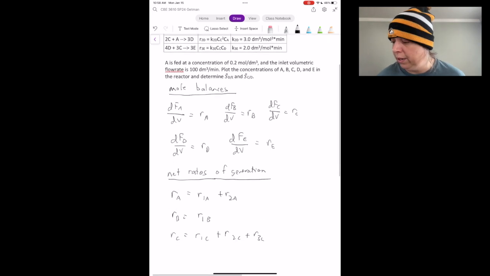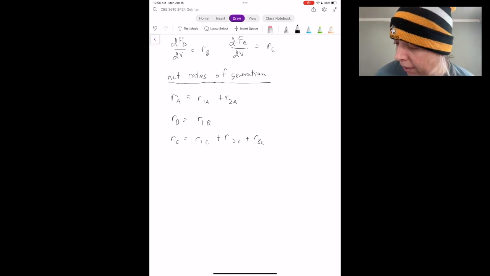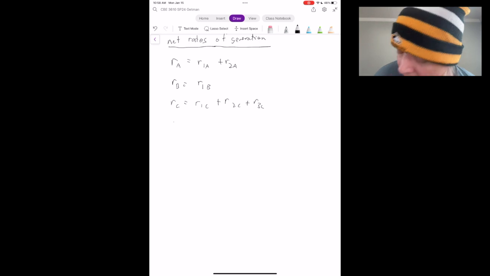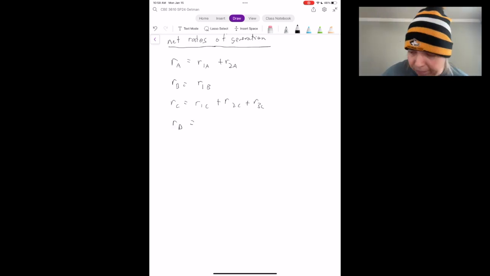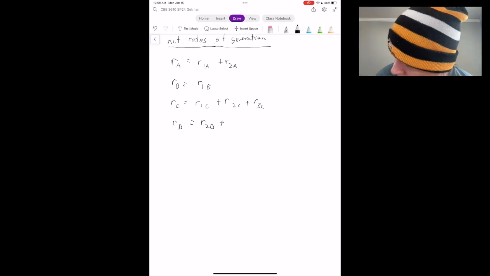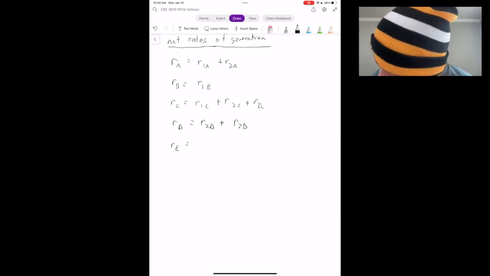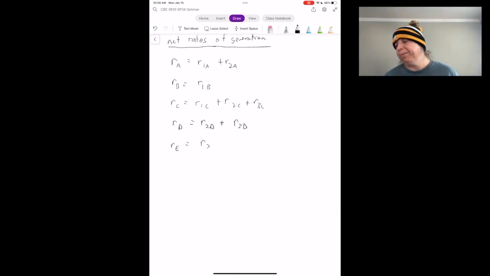So this quantity, R1C, is going to be positive, whereas R2C and R3C are going to be negative, and we'll take care of that in just a second. Right now, we're just going to write down the net rates. R2D plus R3D, and then RE is going to be equal to R3E. Okay, so that's our net rates of generation.